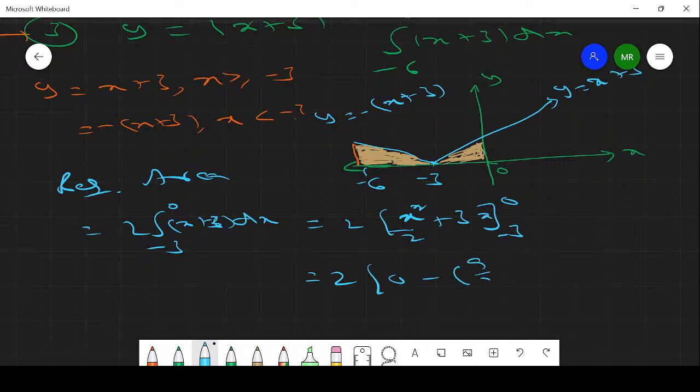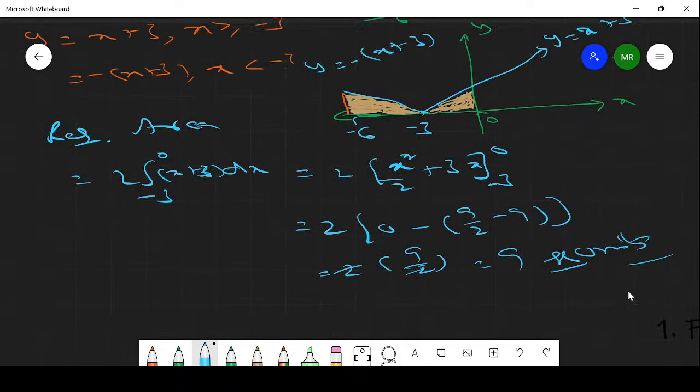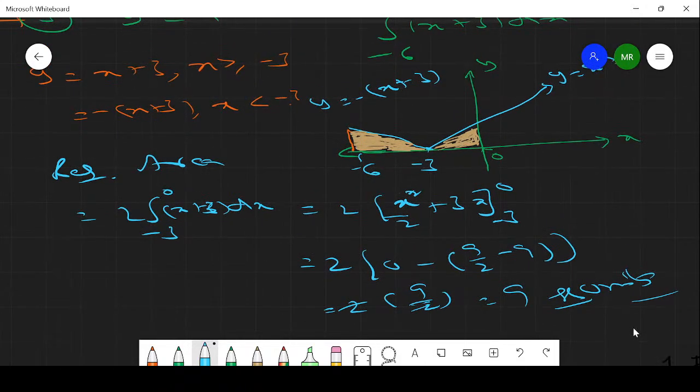You will get 9 by 2 minus 9. Now you simplify. This will be 2 into 9 by 2, then the 2 will get cancelled, which is equal to 9 square units. It comes 9 square units. I hope you understood. This calculation is simple, not that difficult. You can solve this.